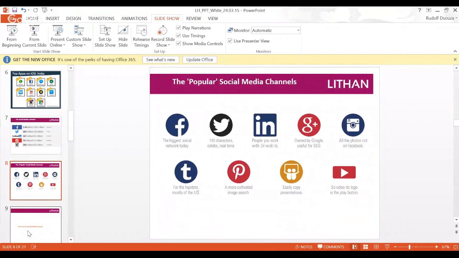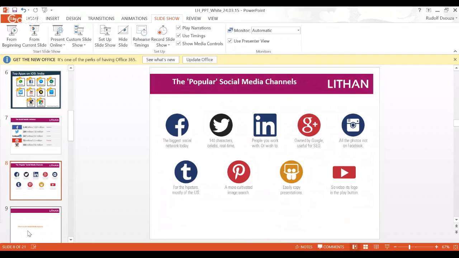Now, there's a myth when it comes to popular social media channels. You feel that Facebook, which is the biggest social network today, is the only one that is used by brands, whereas Twitter is used by celebrities, and LinkedIn is a platform where you go when you need work. Google Plus is only useful for SEO. Instagram is all about photos. Pinterest is just a new way to search images. YouTube is a way to copy videos and presentations. Now, this necessarily is not true.